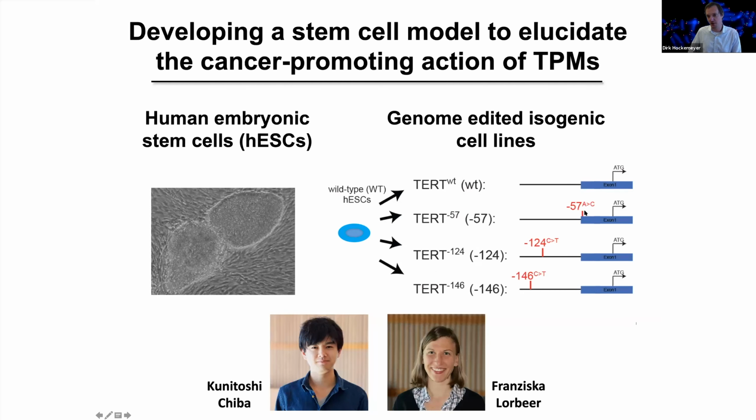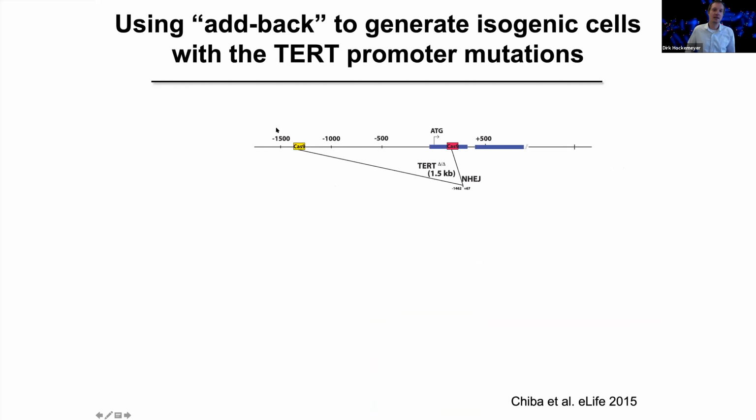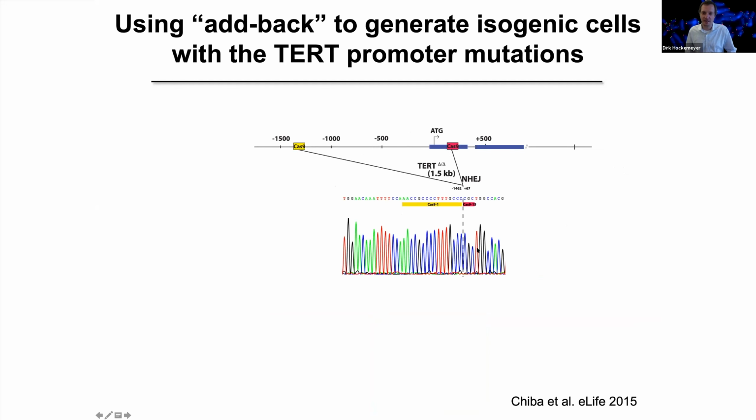The TERT promoter is extremely highly GC rich, and when Chiba started making these cells, he came up with a really elegant way of making these mutations, which is summarized in these initial slides. He used an editing approach with two Cas9 cuts that delete the entire TERT promoter. These Cas9 cuts were in regions that were not highly GC rich, so that he could make a homozygous cell line that had this part of the TERT promoter cut out.